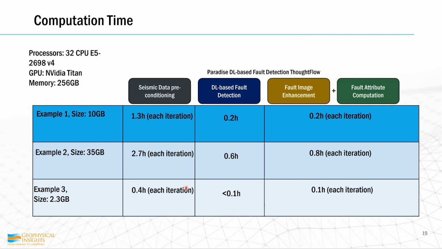My last slide right here is the computational cost of the different examples based on the different data sizes, and also our computer configuration for comparison. Note that most of the computational cost is in the conventional preconditioning step, the CNN work and post-processing, combined with the attributes computation step. The deep learning step only takes a small computational cost. So overall, our Paradise deep learning based fault detection software is very efficient.